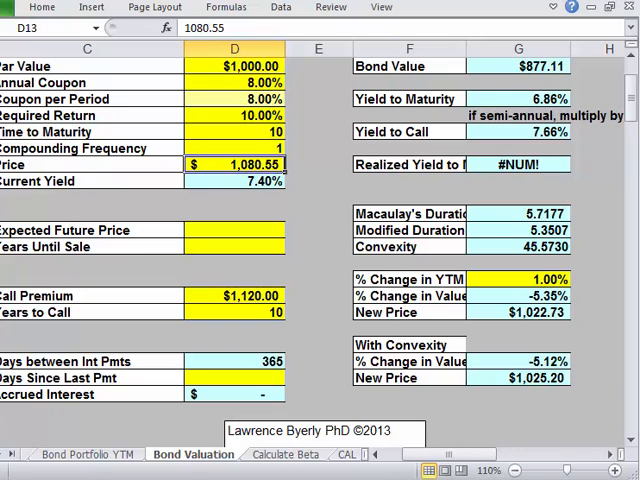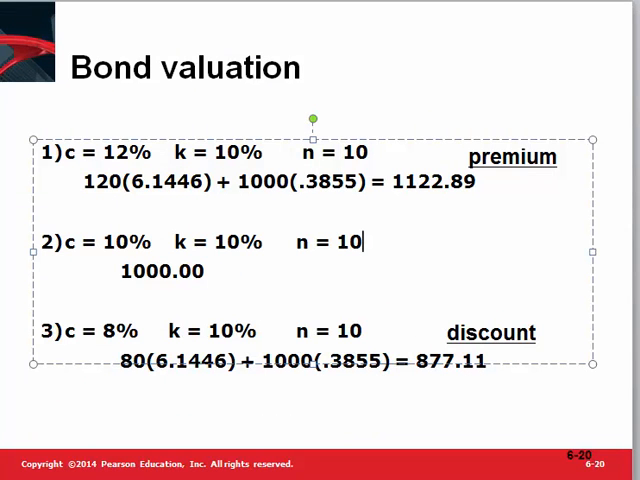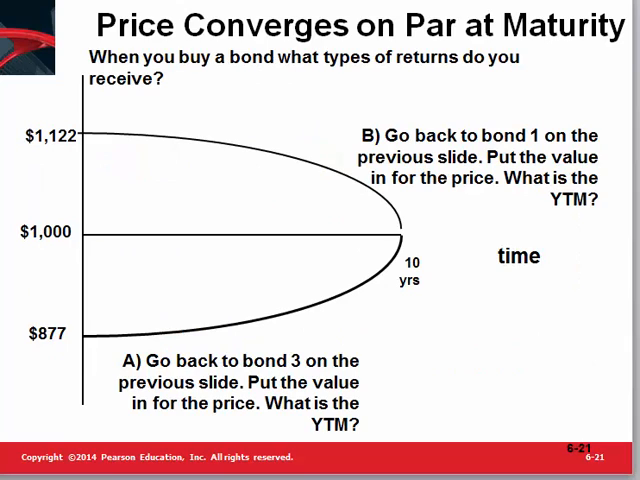What happens if we pay $877 for this bond? What will the yield to maturity be if we actually pay that price? Well, if you actually pay the price of $877, this bond yields 10%. So let's go to the next slide. If you pay $877, the bond ultimately sells for $1,000, and you'll earn 10% over this time frame.